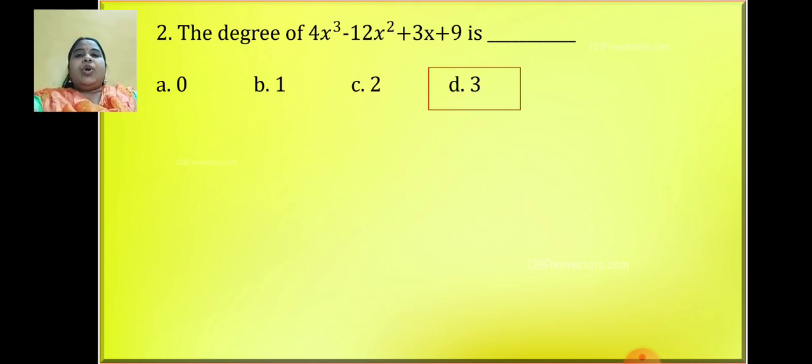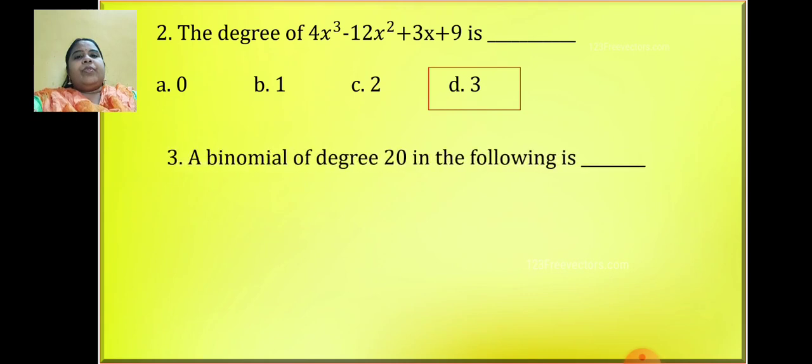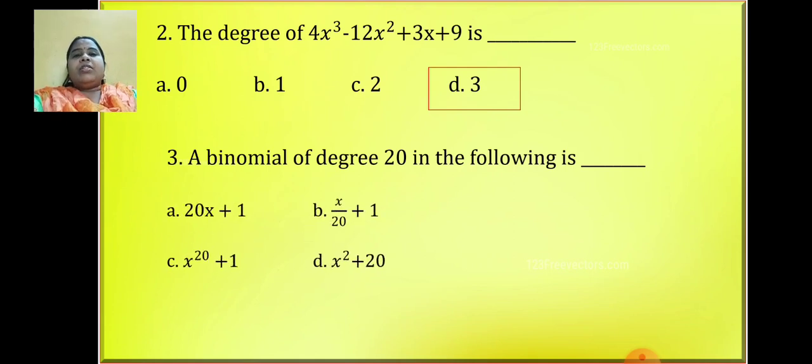It's just a revision of a few basic definitions and concepts. I hope you are understanding it. See the next question. Question 3. A binomial of degree 20 in the following is, so which are the options given to us? 20x plus 1, x raised to 20 plus 1, x upon 20 plus 1, x square plus 20.